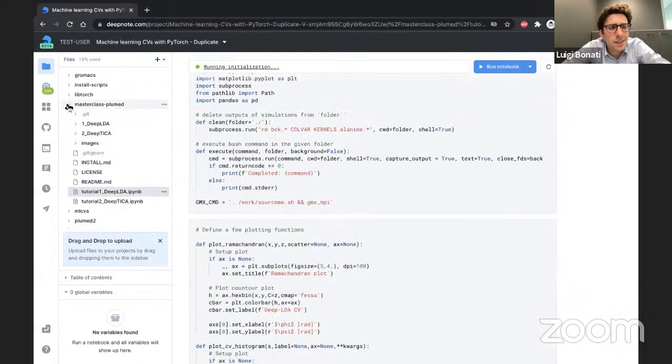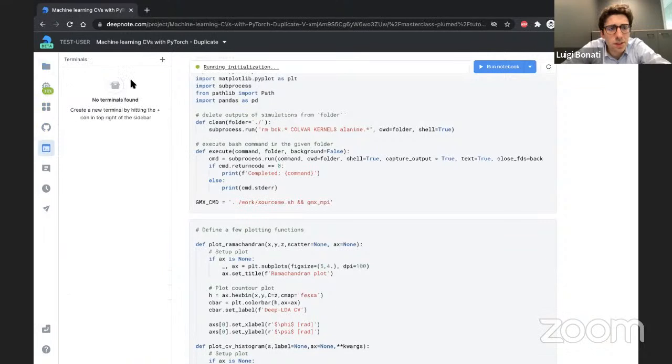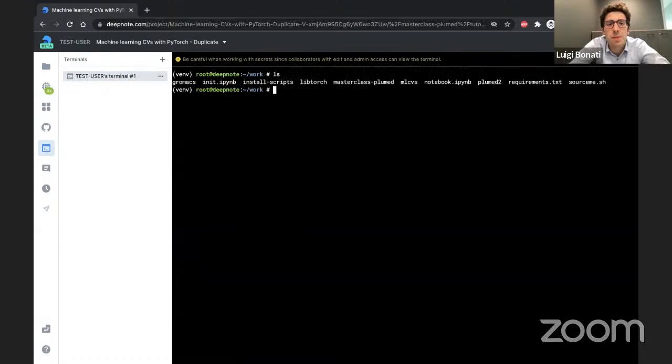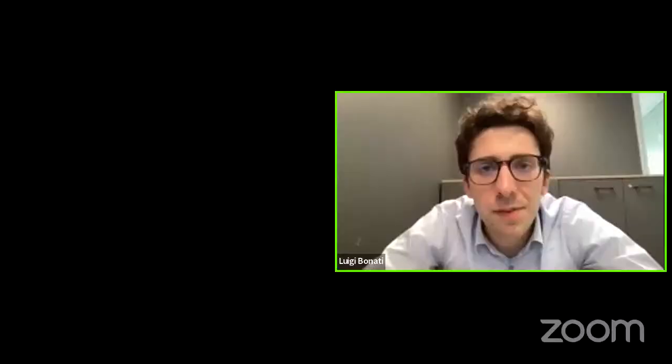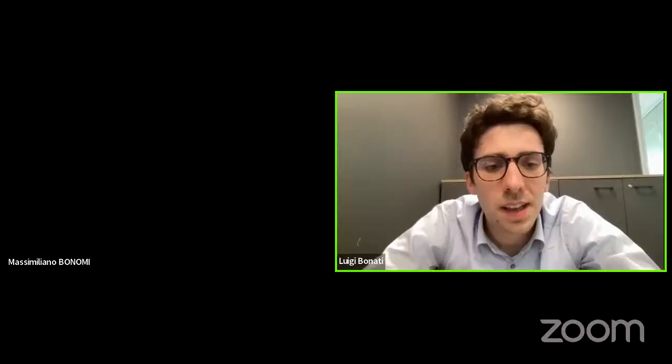You also have access to a terminal. You can create one if you want to run GROMACS or PLUMED or whatever from here rather than from the Jupyter Notebook. And so I think with this, I finished. I will be happy to take questions if you have any.